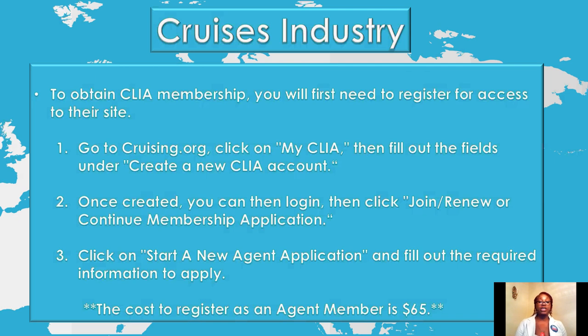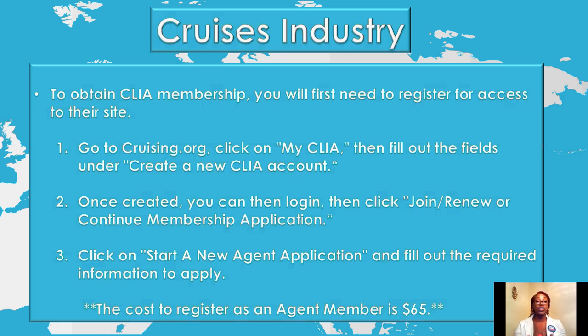To obtain your CLIA membership, you will first need to register for access, okay? So you go to cruising.org and you click on My CLIA, or you can catch the link in our Suppliers courses section in our back office. And then you fill out the fields on the Create a New CLIA account. Once you do that, you can then log in and click Join Renew to continue membership. Then you click on Start a New Agent Application, fill out the requirement information, and make the payment.